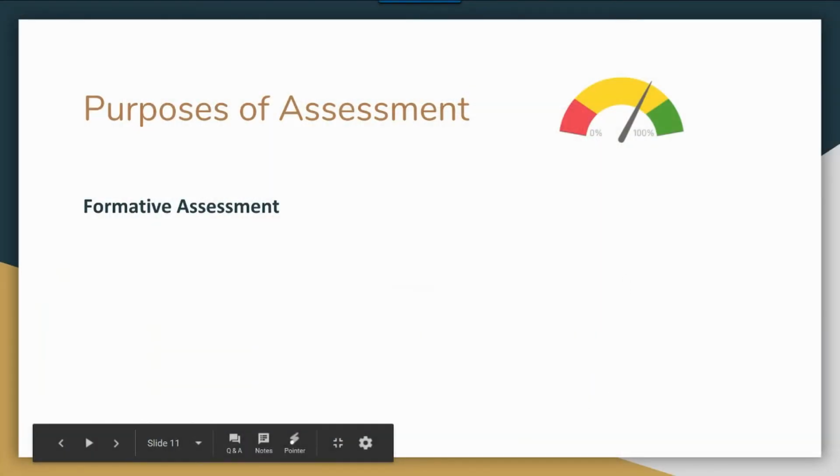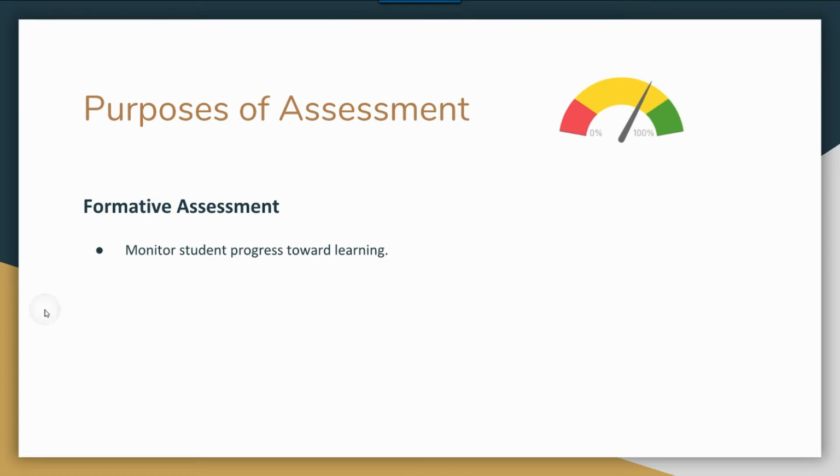Go to the next one. I'm not going to go through all those. Okay, purposes of assessment. There are two purposes of assessment. The first one is formative assessment.